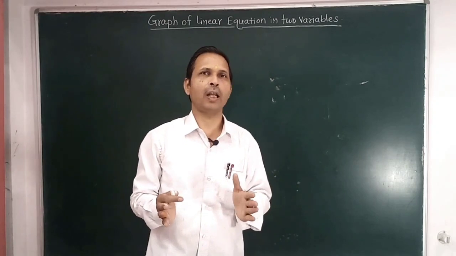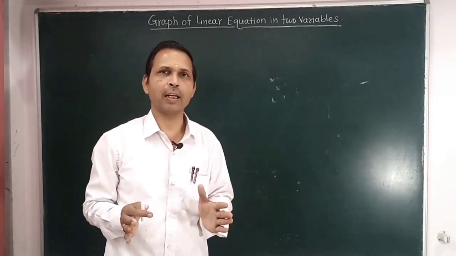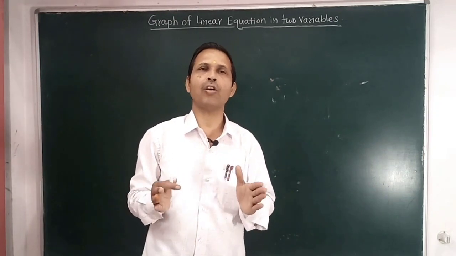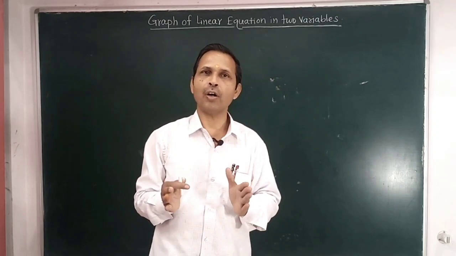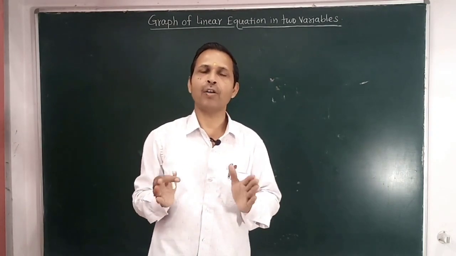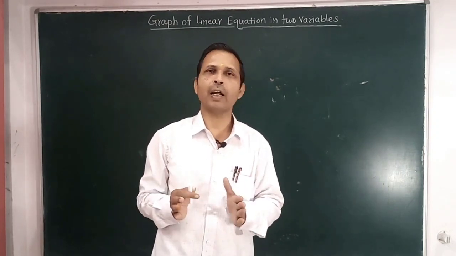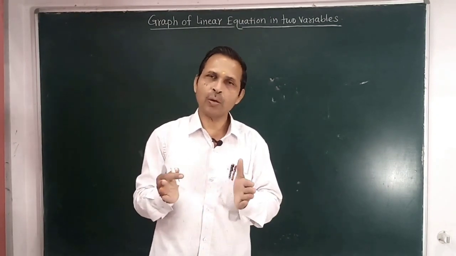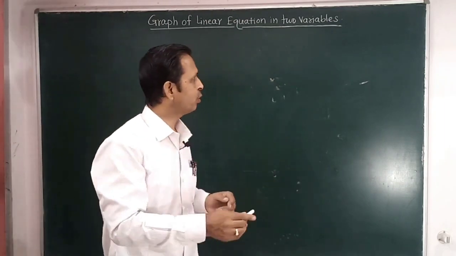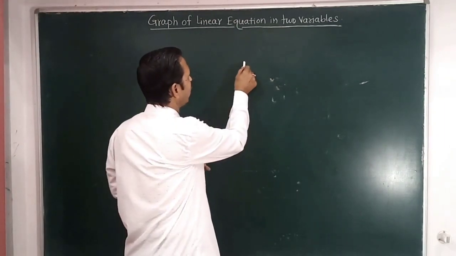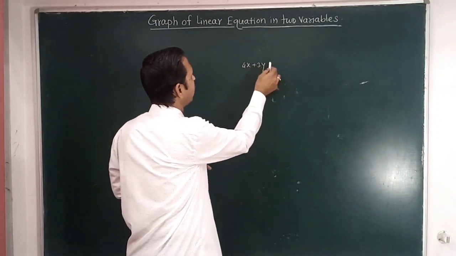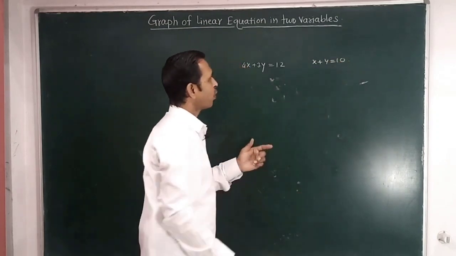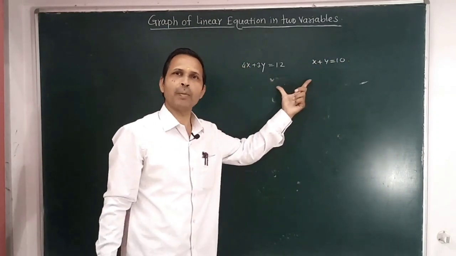Now we already know that a linear equation in two variables has infinite number of solutions, meaning there are infinite pairs of values of x and y, and that's why there are infinite solutions. Now suppose these equations are given to you: 4x plus 3y is equal to 12 and x plus y is equal to 10. These two linear equations in two variables are given.